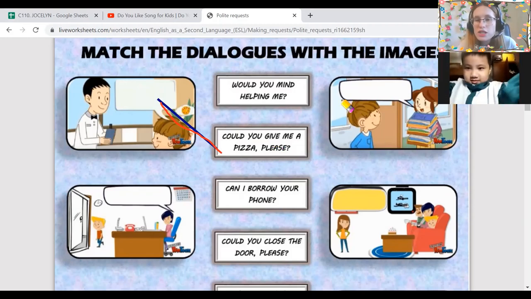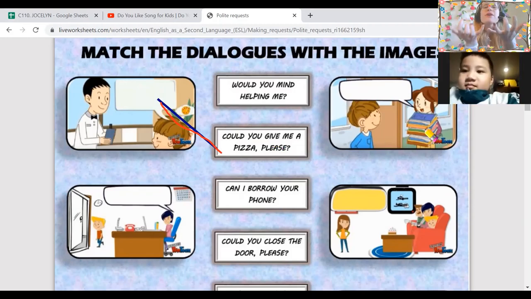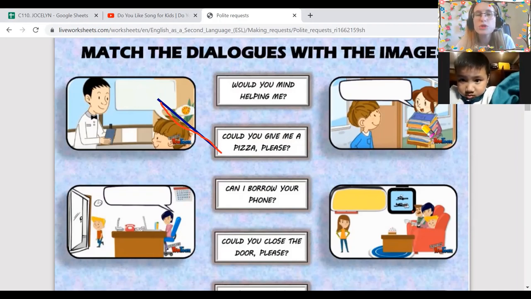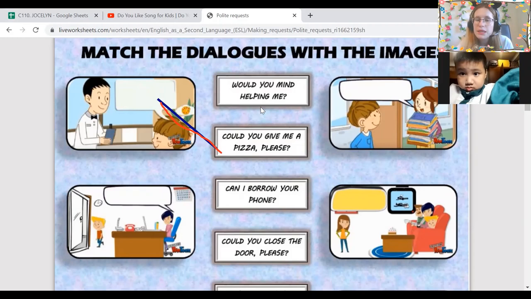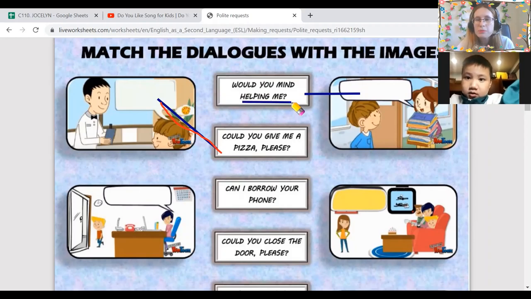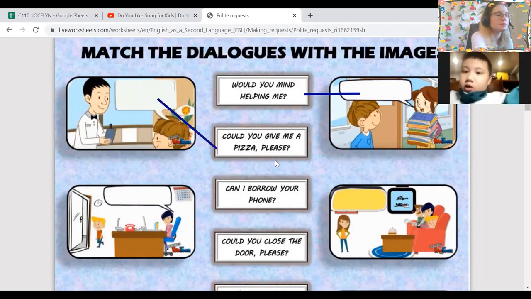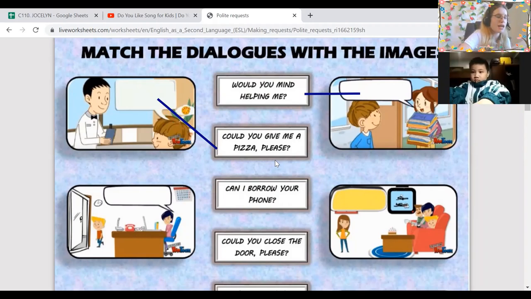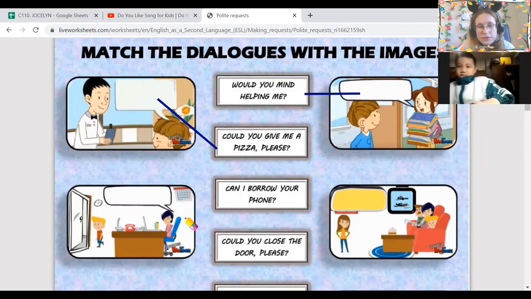Good. Next one. This girl's carrying these heavy books. What should she ask the boy? Would you mind helping me? Can you read this, teacher? Would you mind helping me? Very good. Good job. Okay, let's have a look.